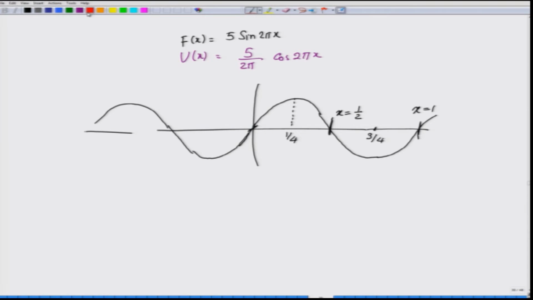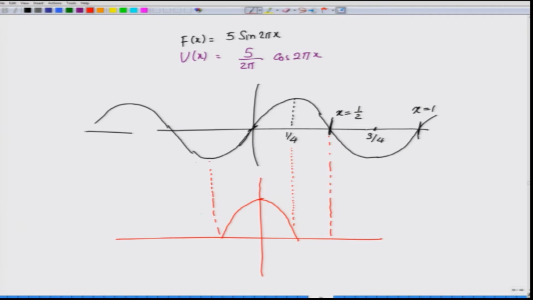How about the potential energy? The potential energy is maximum at x equals 0. When the force is maximum, the potential energy would have the largest slope. This is a cosine function, it will go like this on the other side. Then when the force is 0, the potential energy is going to be either maximum or minimum, and therefore it behaves like this, and again largest slope at x equals 3 by 4, and 0 is again going to be maximum or minimum, and same thing on the other side.